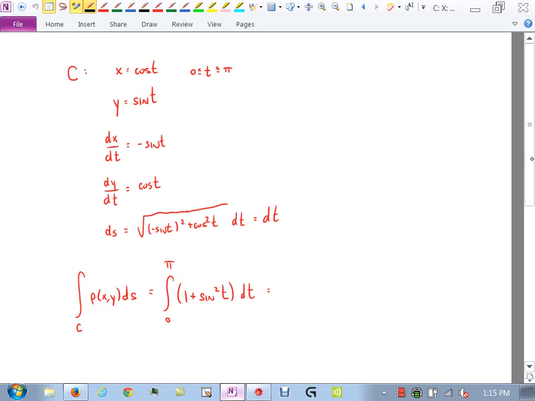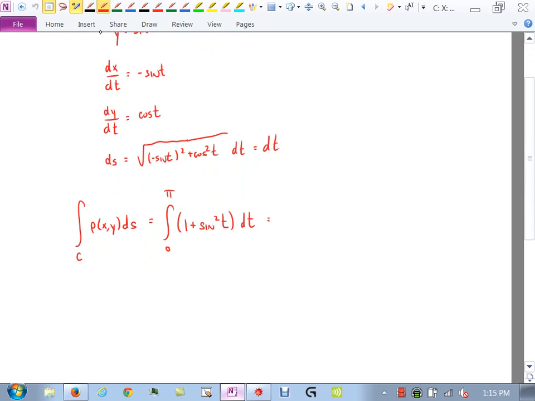Now I need to actually find the mass. The mass is equal to the line integral over the curve C of the density function ds, which is the integral from 0 to pi of the density function, 1 plus y squared. But y is sine t, because we've found a parameter for y. So it's 1 plus sine squared t dt. And then we just integrate that. I don't think that would be too much work. You could use a power reducing formula on sine squared, couldn't you?